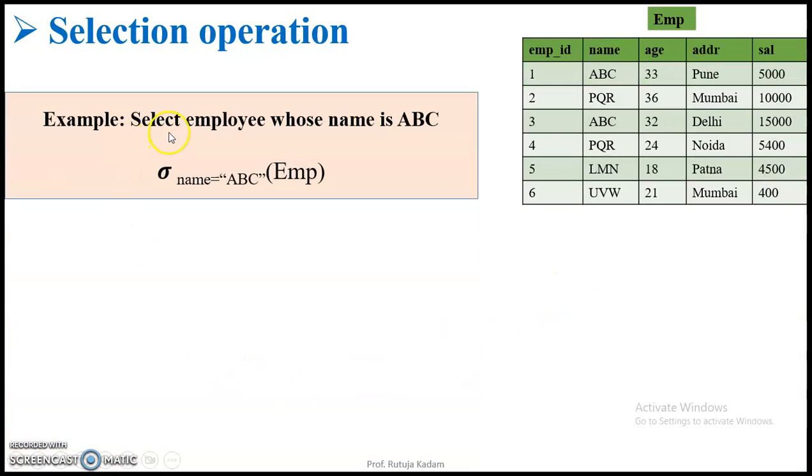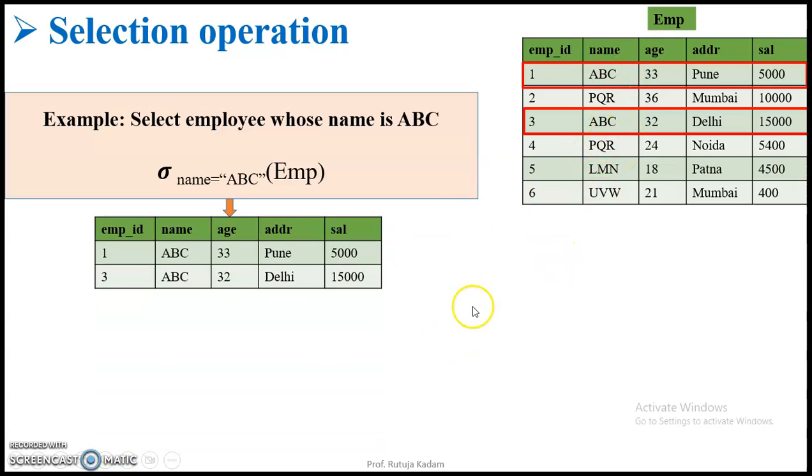Then let us look at one more example wherein I have to select the employees whose name is ABC. So here you will see in this table there are 2 employees with the same name, that is ABC. So here that gets selected and those records will be displayed as an output. Now here again the entire tuple is displayed.